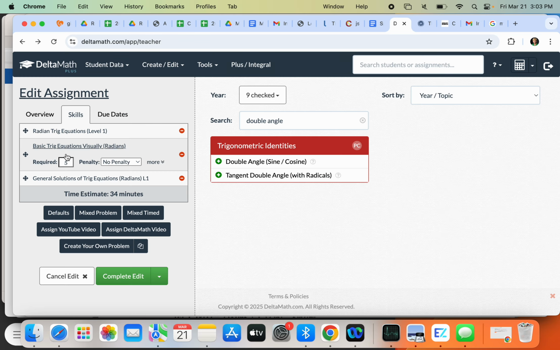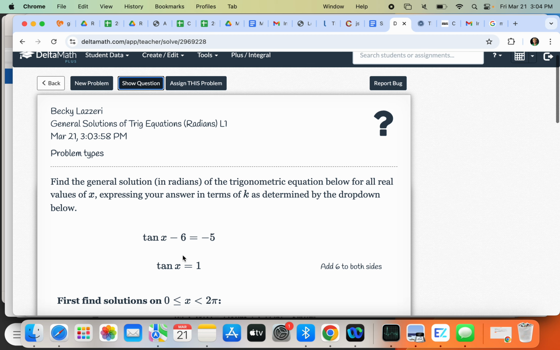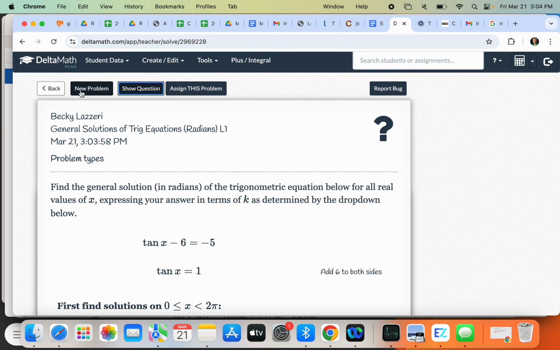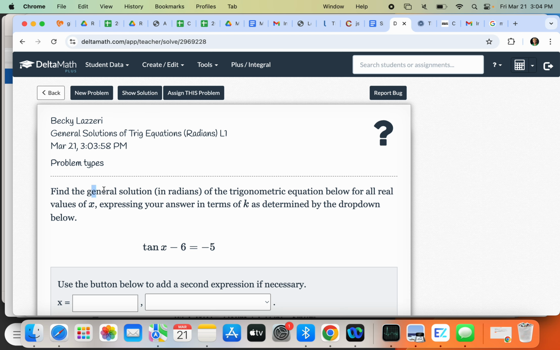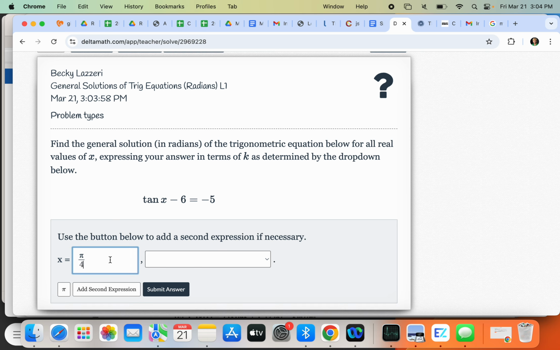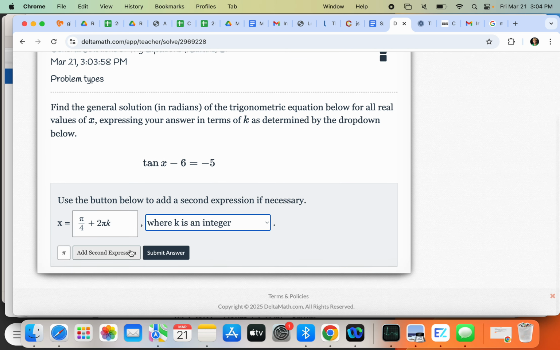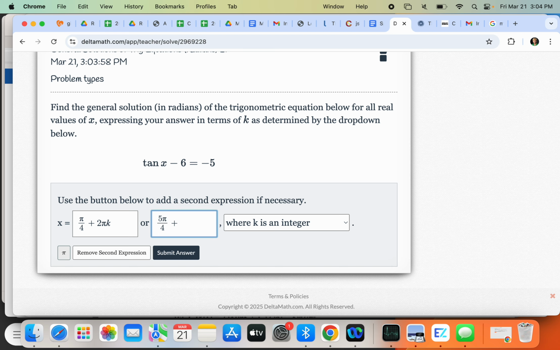All right, and then the other section is what we did today. If I add 6, I'll get tangent of x is 1. Okay, and I'm supposed to give, let me see, what was the question? Find the general solution. So that means all the values in the whole wide world where tangent is 1. Tangent is 1 at pi over 4. And then you can go in and say plus 2 pi k. And you're going to pick where k is an integer, whichever one that is. Then tangent is also positive in the third quadrant at 5 pi over 4. And then you can say plus 2 pi k to go around again.